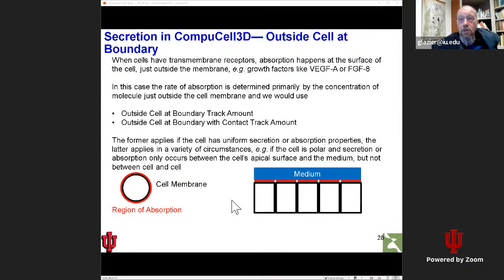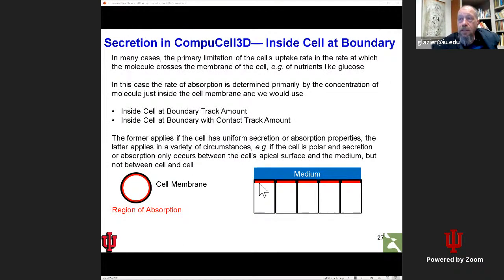Okay, if we're absorbing, and this keeps saying secretion, but then the text is about absorption, so I will talk about absorption. If we're absorbing a molecule that's diffusing, like glucose, the glucose is used inside the cell, and the primary block, as I mentioned, is the membrane. And so in that case, once the glucose gets into the cell, it's used immediately. And so the absorption happens just inside the cell membrane.